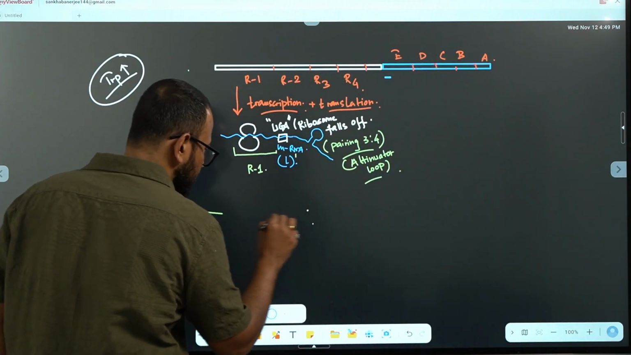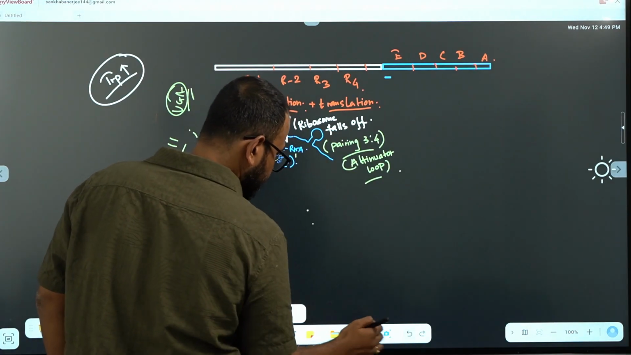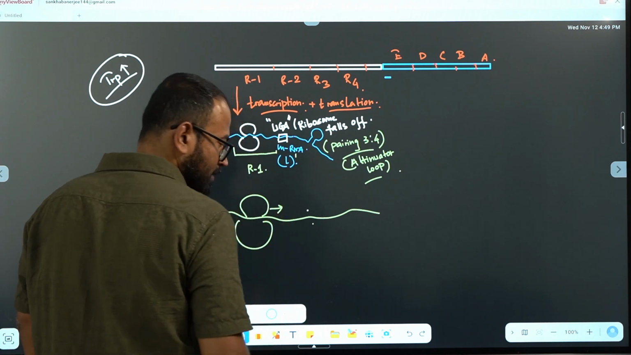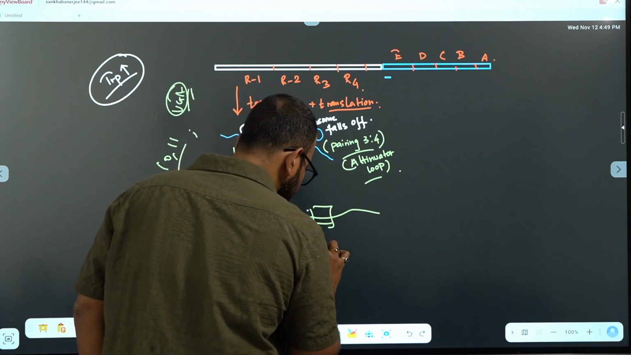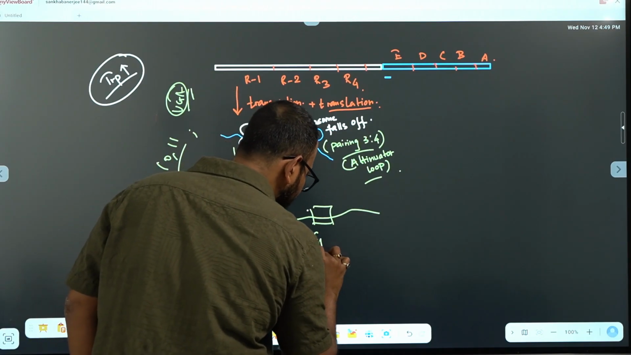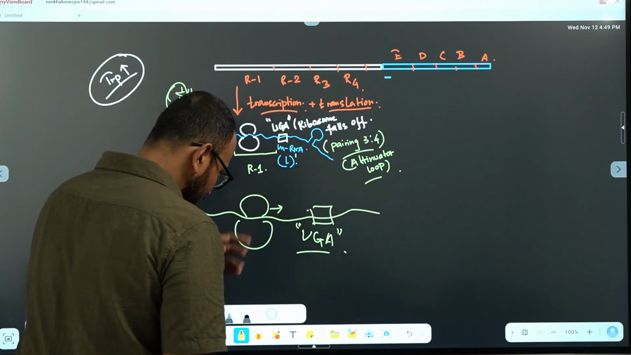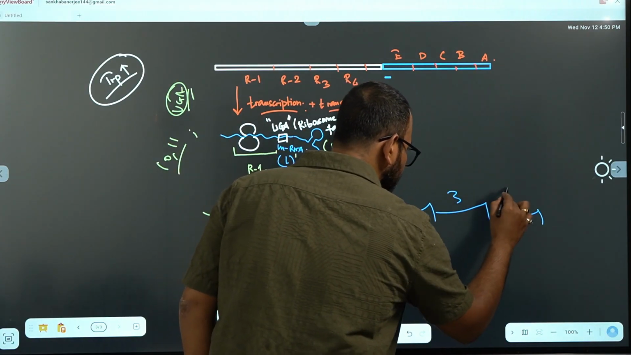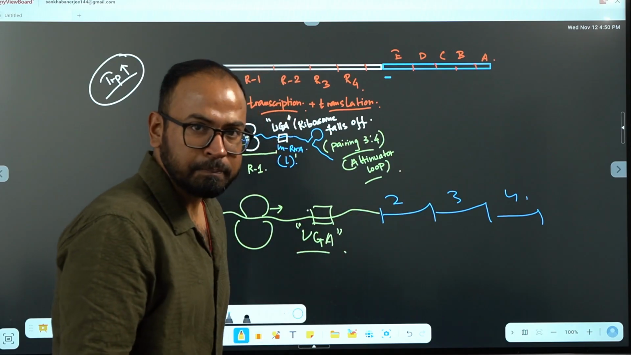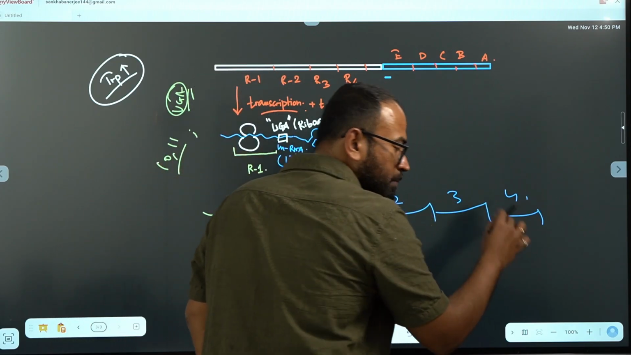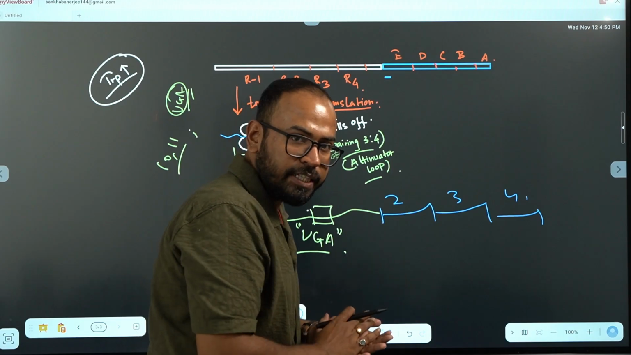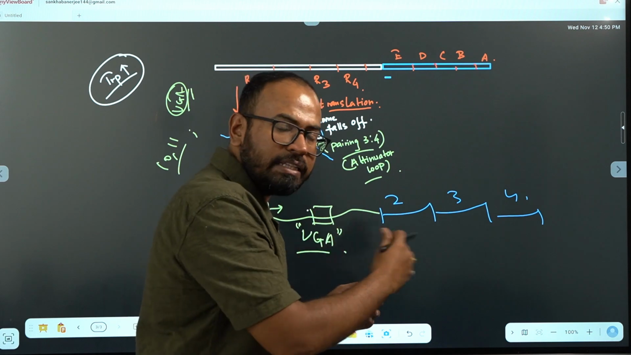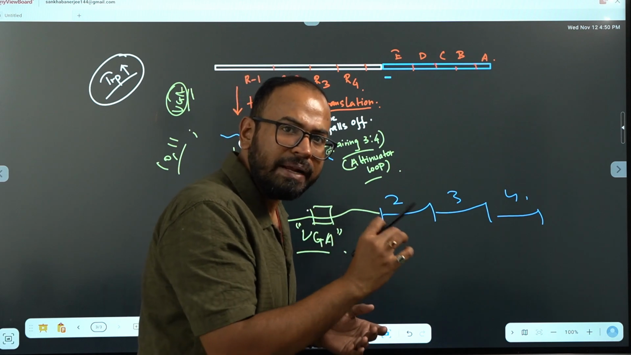That means, suppose this is our mRNA. Here the ribosome is undergoing synthesis. Here it is encountering our UGA stop codon. Now the rest of the regions are there: region 2, region 3, region 4. These regions are there, and this is the mRNA segment. And what we have previously known is that region 3 and region 4, in fact all the regions, are intra-complementary.